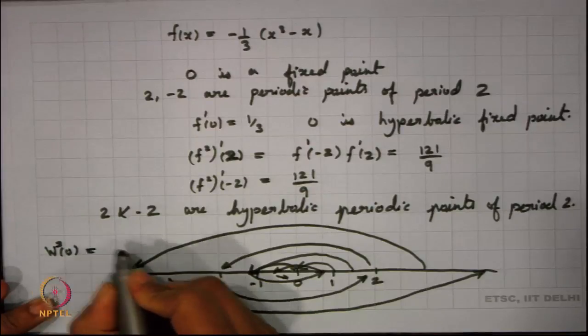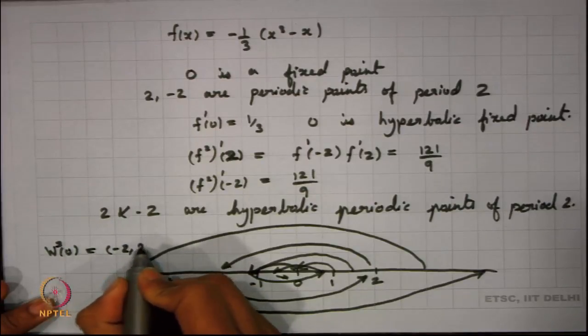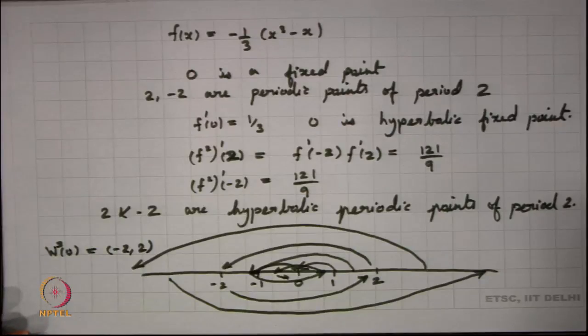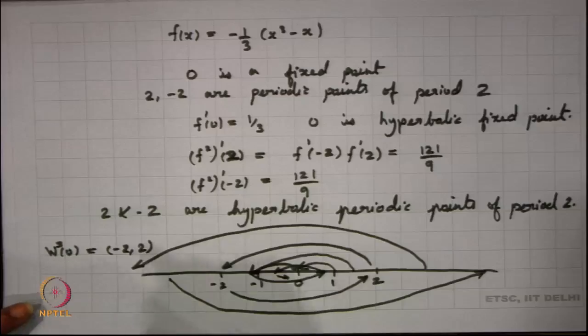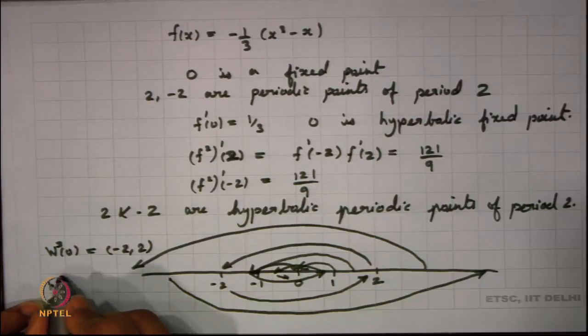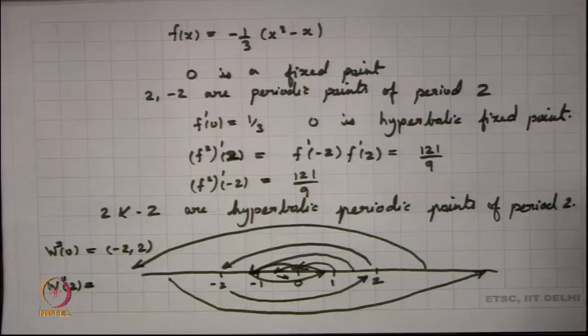My stable set of 0 here is again -2 to 2. The stable set of 2 and stable set of -2 are again singletons. So, we are looking into what happens to the unstable set of 2. Now, I am looking into points which are drifting away from 2. What are those points here? And they are drifting away from 2 at the second iterate, right.